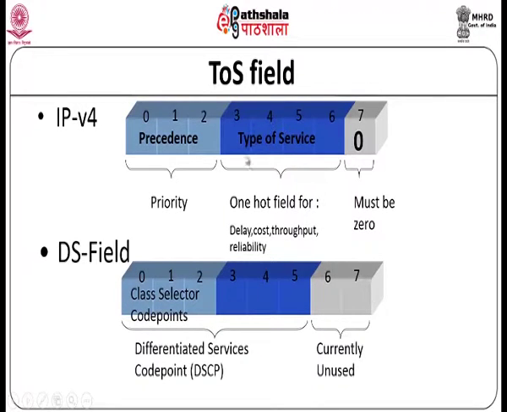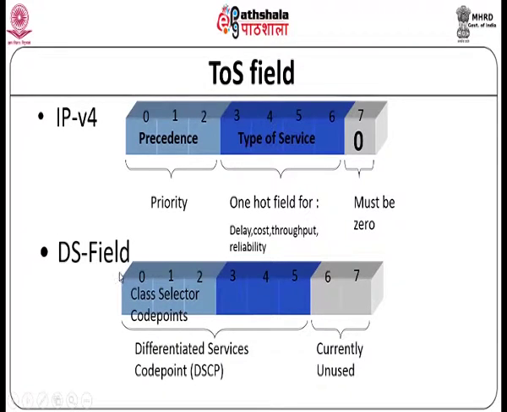So look at this type of service field. In IPv4, this is basically how the TOS field looks, right? The first 3 bits are used for precedence, to specify priority, and the next 4 bits are used to specify delay, cost, throughput and reliability, whether you want this packet to be forwarded based on delay requirements or cost requirements, throughput requirements or reliability requirements, and the last bit is 0. Okay. Now this field is redefined for the purpose of differentiated services.